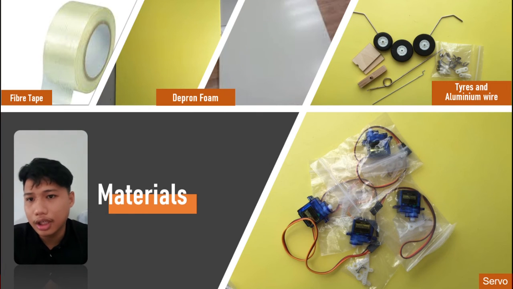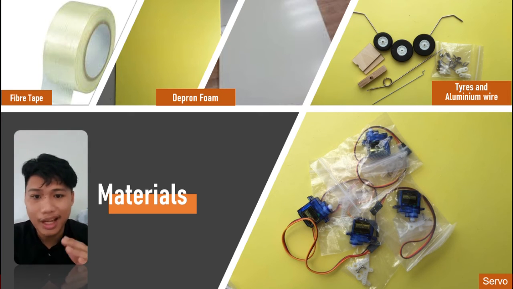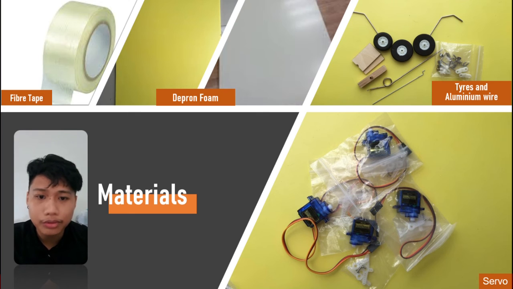The materials consist of depron foam, aluminum wires, some balsa woods. There's actually another balsa wood, which is the long one, and tires, the servos for the flaps, and waterproof transparent tape. This waterproof transparent tape is very strong and it's waterproof, so it's good for the fabrication.